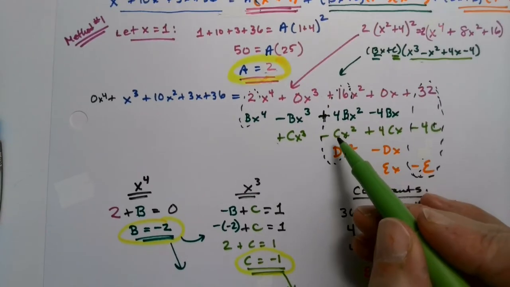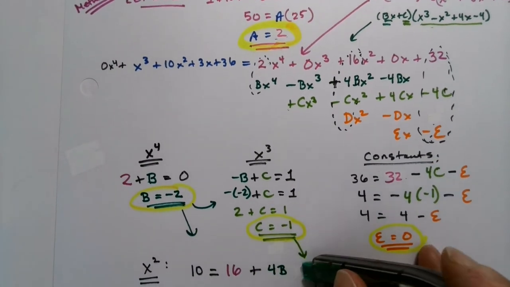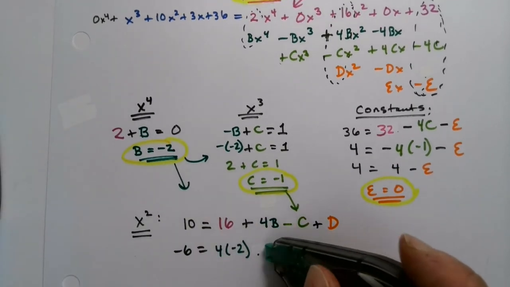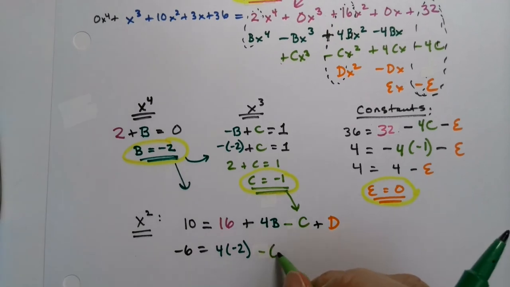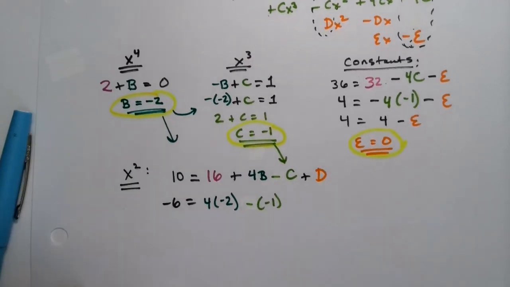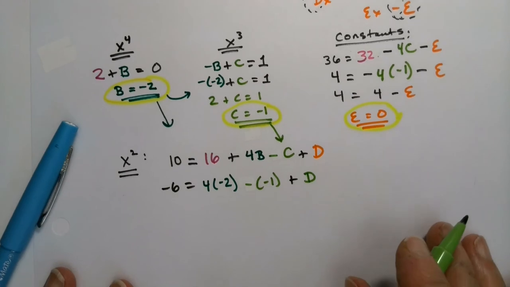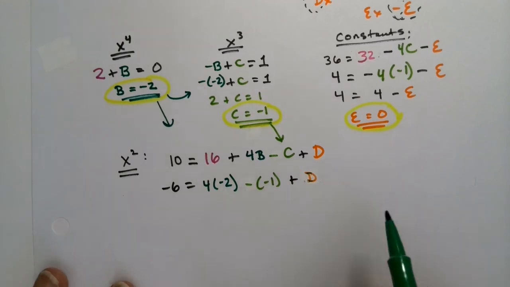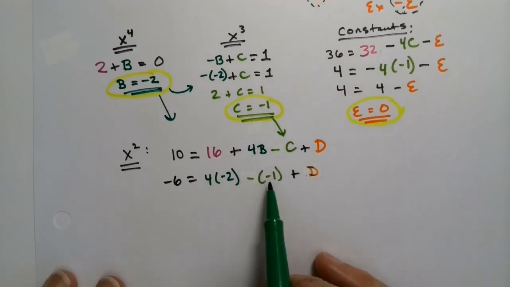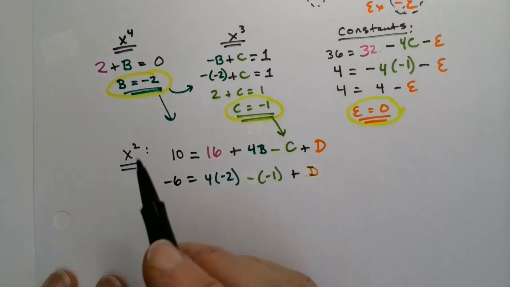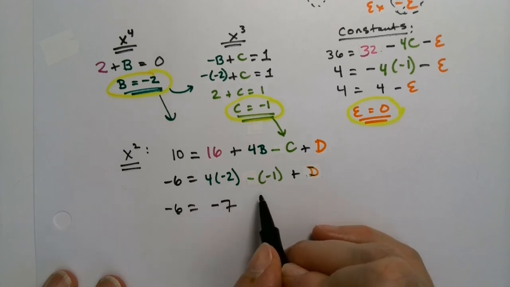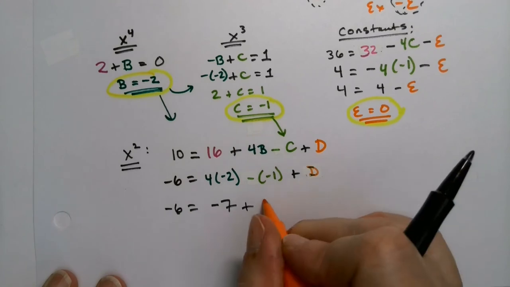Actually, wasn't that a minus c? Oh, it was. Whoops. That was a minus c. Hold on. Minus c. So it'll be minus negative 1, like that. So minus negative 1 plus d. And then it's just a question of finding d. Plus d. So then that's negative 8 plus 1. So this is negative 6 equals negative 8 plus 1, which is negative 7, plus d. So d is 1.